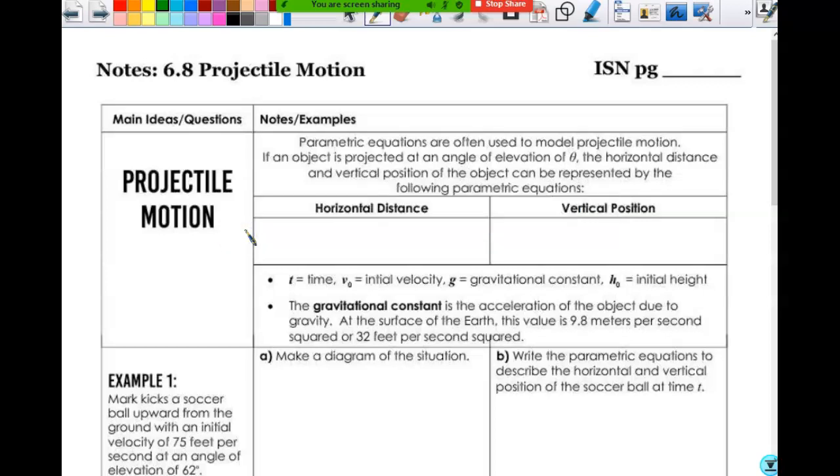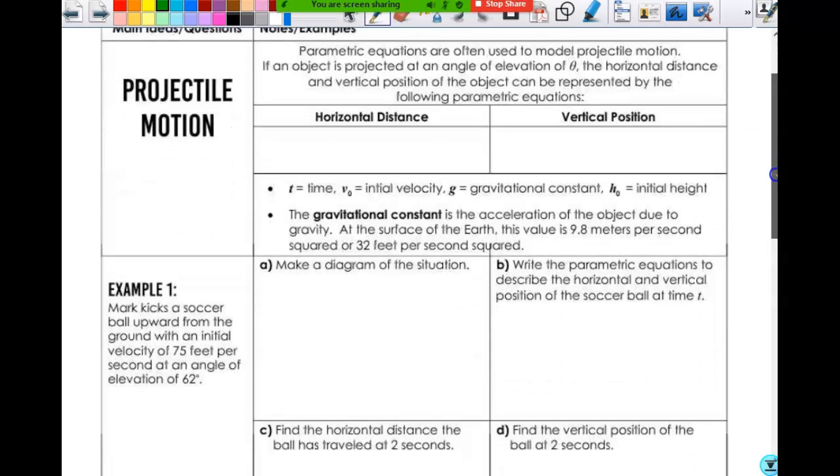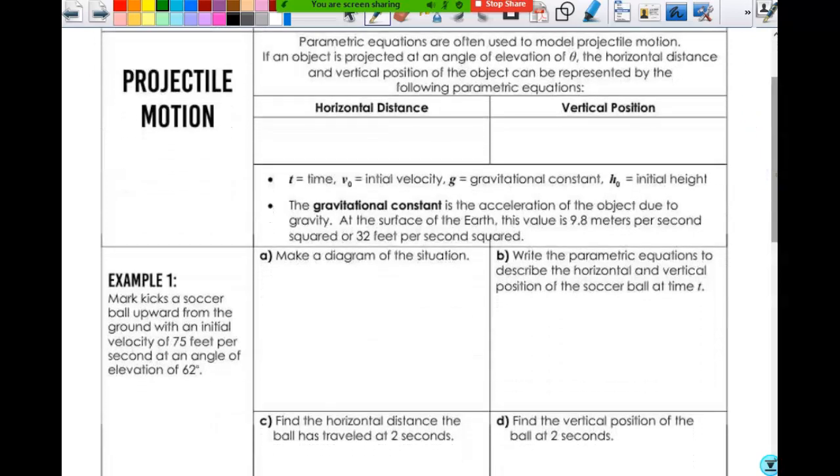So if you are in physics or have been in physics, then projectile motion shouldn't be something that's brand new to you, but we might be looking at it a little bit differently. Parametric equations, which is what we're talking about right now, are often used to model projectile motion. If an object is projected at an angle of elevation of theta, the horizontal distance and vertical position of the object can be represented by the following parametric equations.